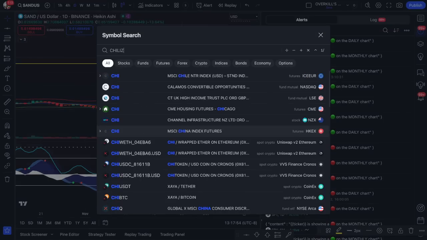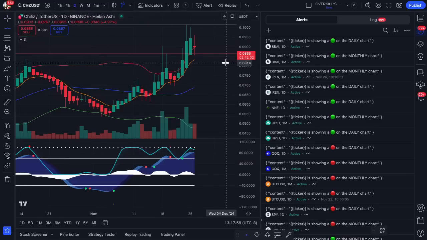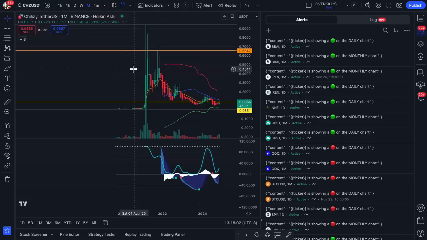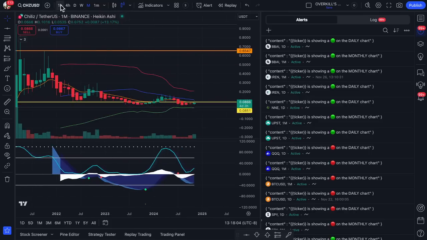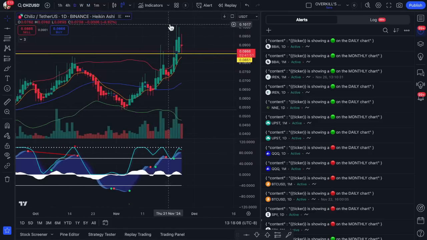Chili's. CHZ. That one's also putting in a red candle here too. So I'd set a stop loss at 0.085 on that one. Right, the macro looks good. Okay, macro's got a nice breakout candle there. Okay, again, buying any and every green dot that we get from here on out.